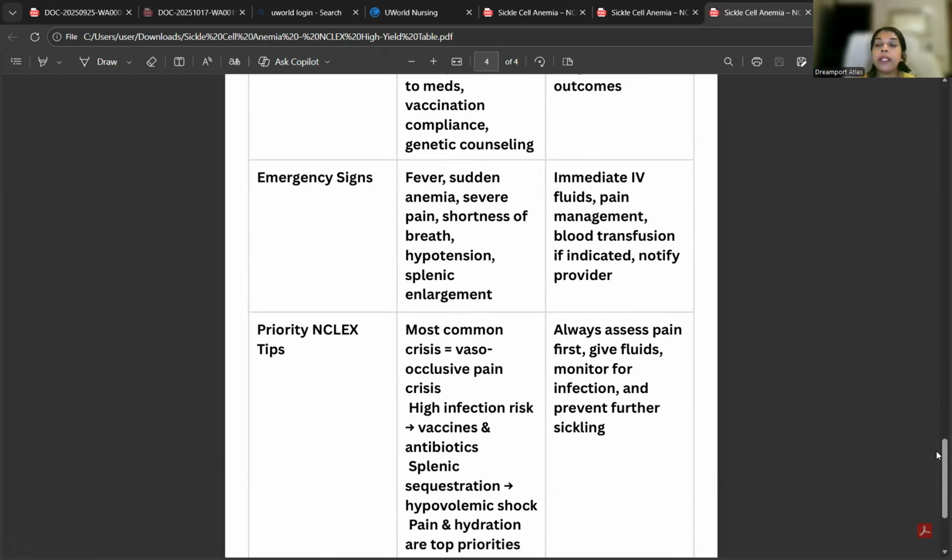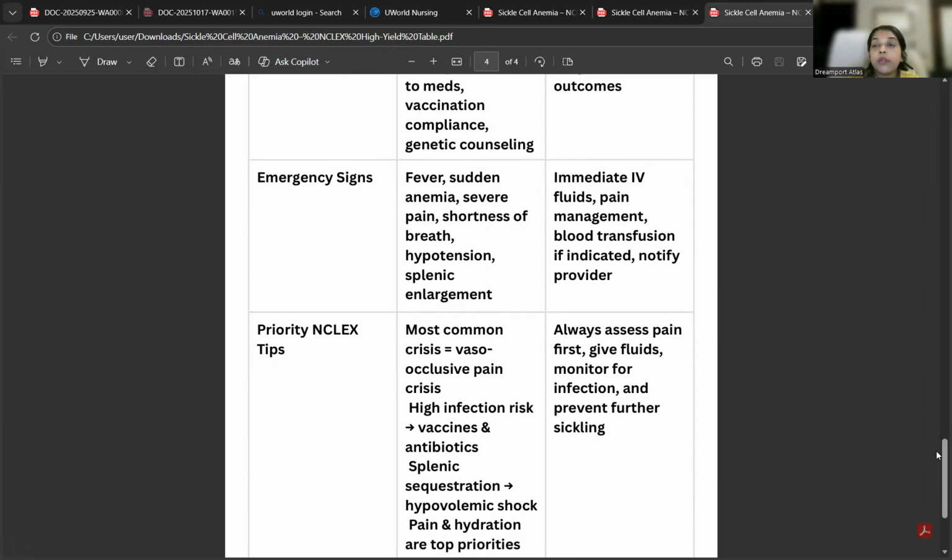And here are the main NCLEX tips for sickle cell anemia. Mostly we have to look for the vaso-occlusive crisis. We know that because of the sickling of the RBC, it can get trapped in the blood vessel and occlude the blood flow through the blood vessels. So what will happen here? The client will experience vaso-occlusive pain, and there is also a higher chance of getting infection.